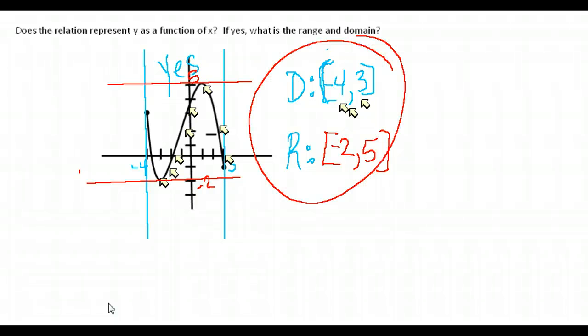There you go. There's our domain and range. Domain and range can be a tough concept to kind of see, but just remember the domain are your possible x values and the range are your possible y values.